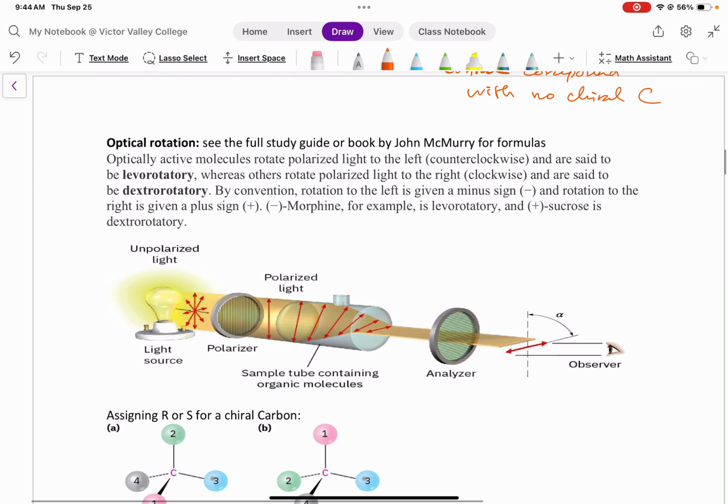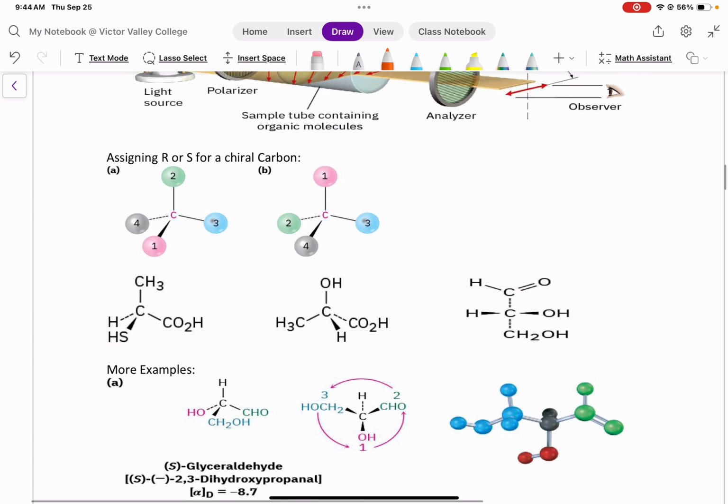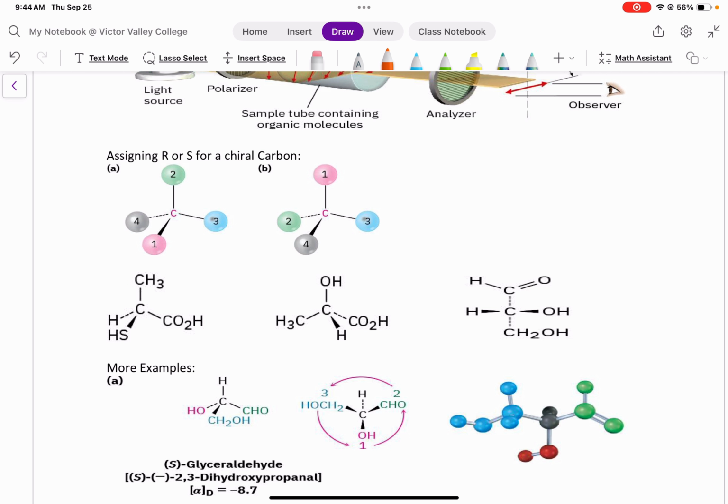Optical rotation: you stick a sample of a chiral compound in a little instrument like this, and then you shine plane polarized light, and you get the rotation. That's how you tell whether the compound rotates the light positive or negative, to the left or to the right. More examples.